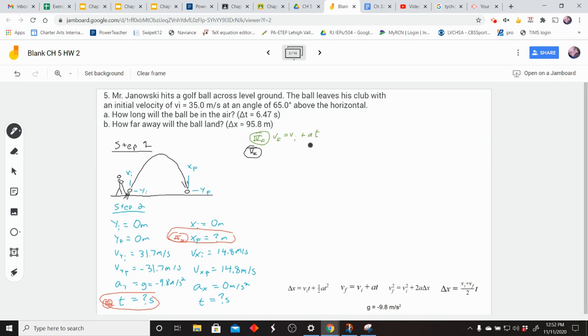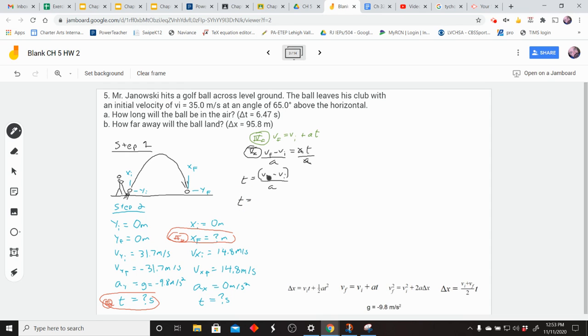The name of the game is to get t by itself. So first I'm going to subtract v initial from both sides. So v final minus v initial is equal to at. Then I'm going to divide both sides by a. That would give me that. Now I'm going to switch left and right. The a's would cancel over here, and I would end up with t is equal to v final minus v initial over a. And to get the order of operations right, you might need to use parentheses up here in your calculator.